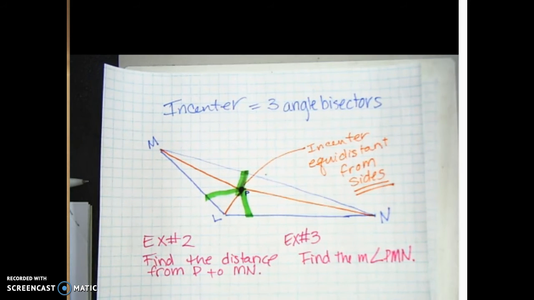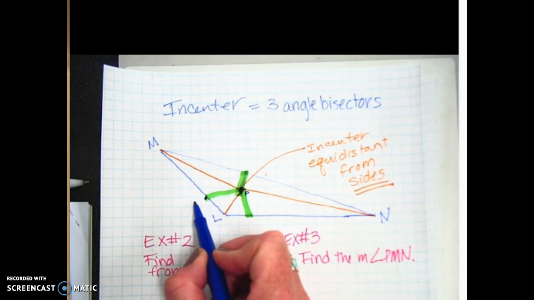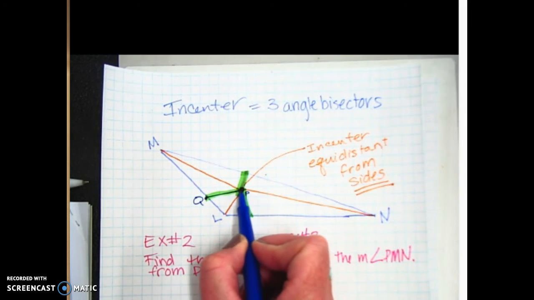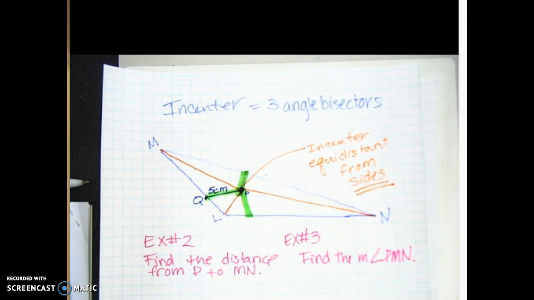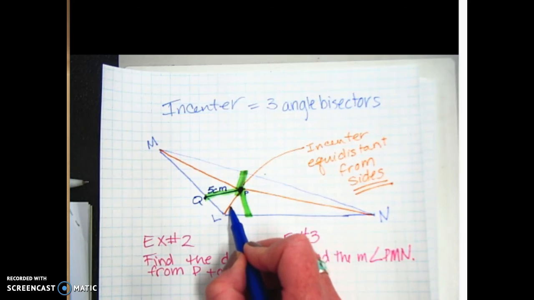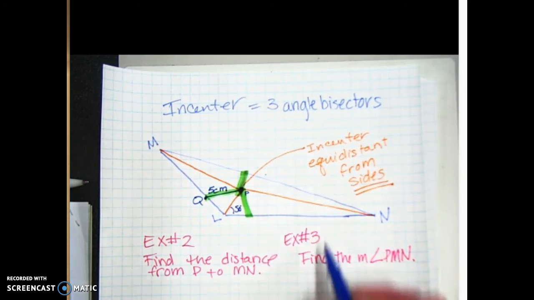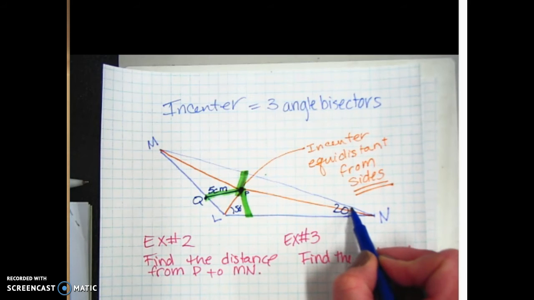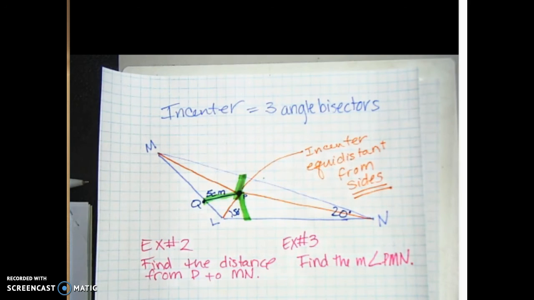Okay, so let me write some measurements on here. All right, I already got P. We'll call this point over here Q. And we'll say that it's 5 centimeters long. I'm going to give you this angle right here, this angle measure of 50 degrees. This angle measure is 20 degrees. And I think that's all the labeling we need. Okay.